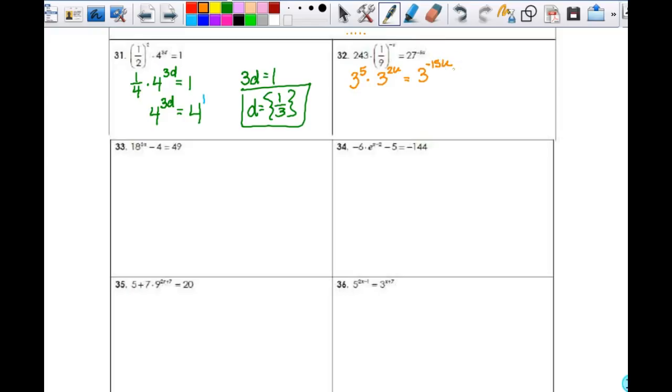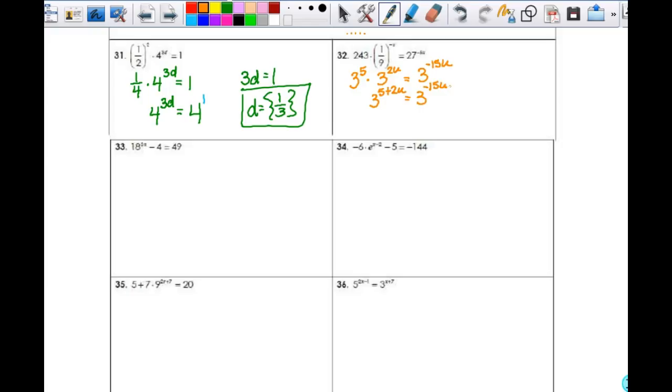Now remember, the mistake that we all made on that quiz, not all of us, but a lot of you, is that I do not get to take these out of the exponent right now. I have to have a single exponential on either side. So these two are being multiplied, which means I add my exponents. So 3 to the 5 plus 2u power equals 3 to the negative 15u power.